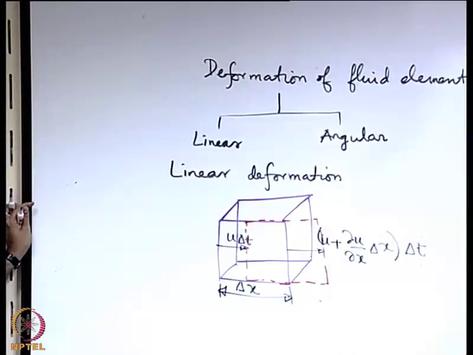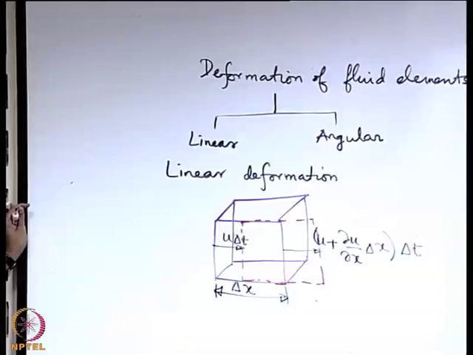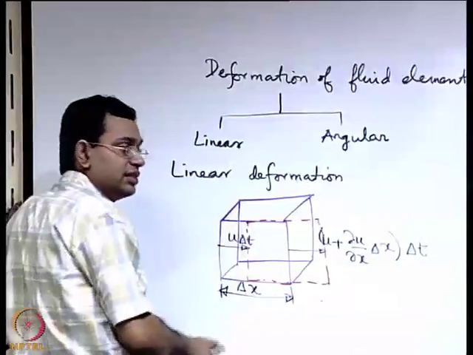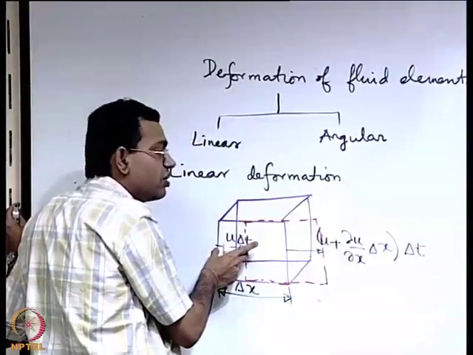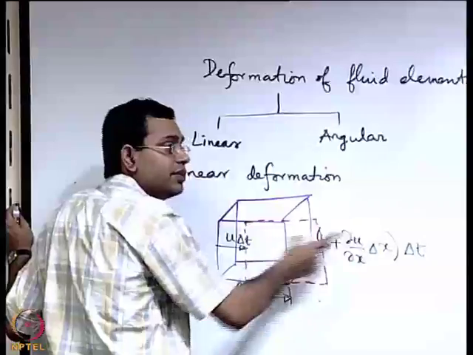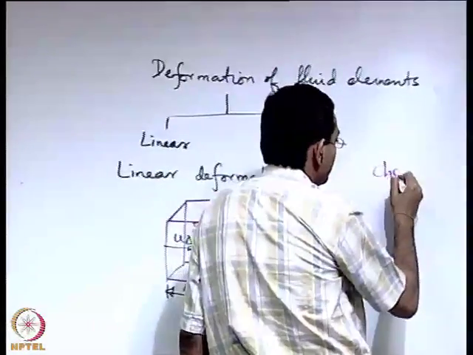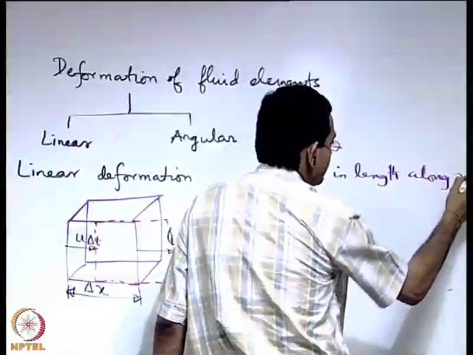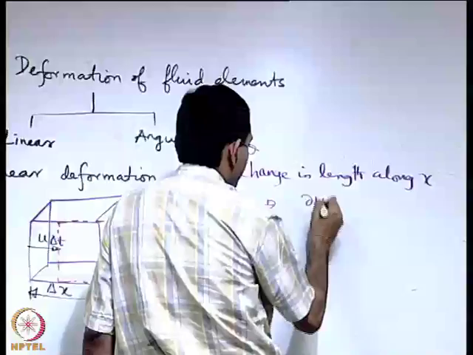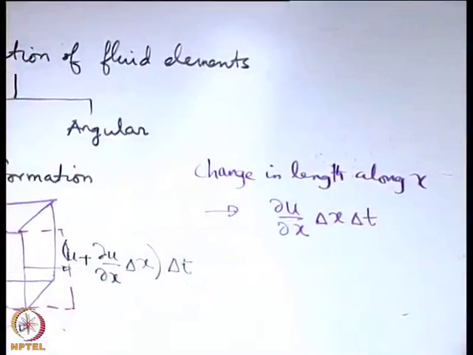So what is the change in its length along X? That is the final length minus the original length. So what is the final length? So what is the net change? See, the right hand face has got displaced by this amount, the left hand face has got displaced by this amount. So the net displacement is the difference between these two. So what is that change in length? So change in length along X, this is the change in length along X.